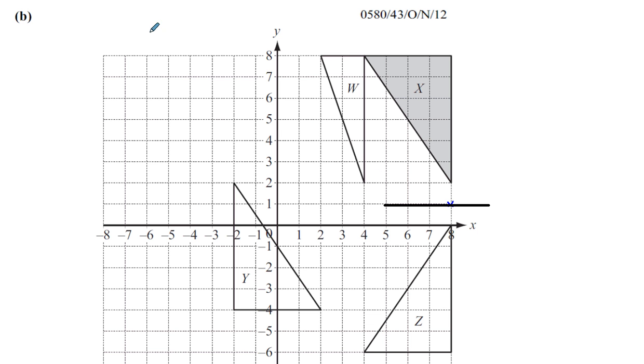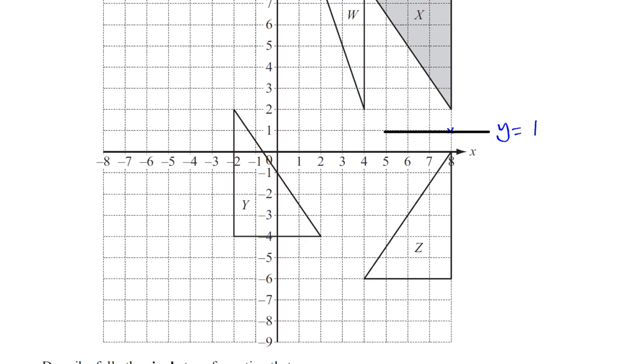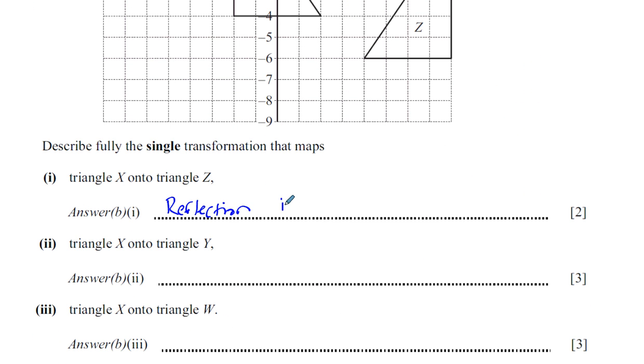And the equation of that mirror line, if you draw that line all the way across, is y equals 1. So we can see that it's a reflection in the line y equals 1. That's 2 marks. You describe the transformation fully. Describe fully, for reflection, means you give the equation of the mirror line if it's on a grid.